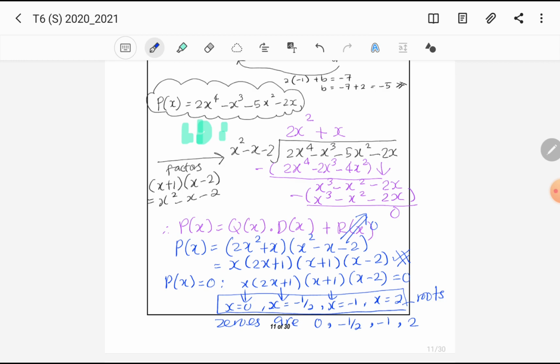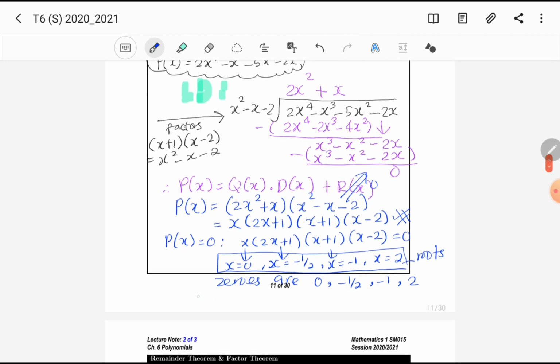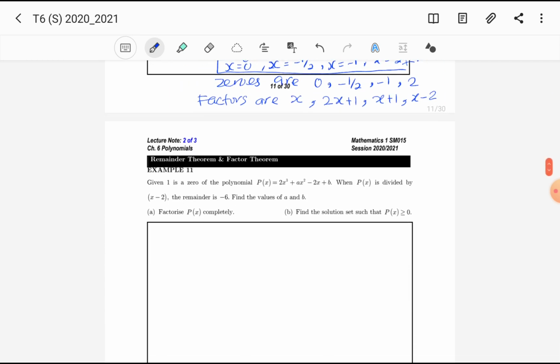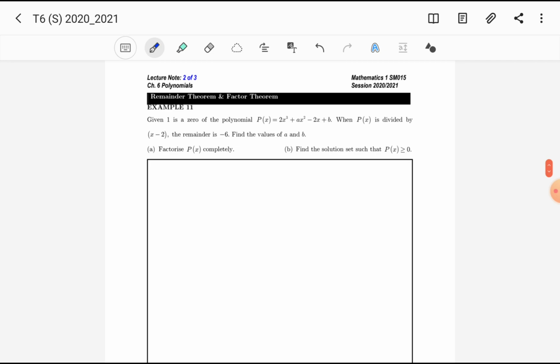Okay. Ada lagi satu dia tanya, state the factors. So, factors are x, lagi 2x plus 1, lagi x plus 1, and the last one is x minus 2. Okay, so yang dalam bracket-bracket tu semuanya adalah dia punya factors. Okay, next, remainder theorem and factor theorem.